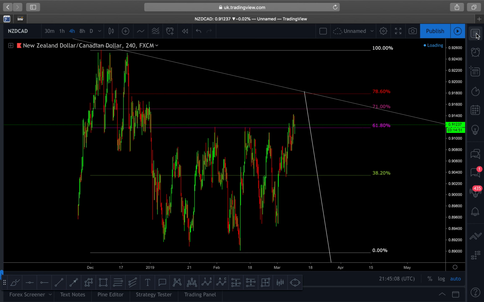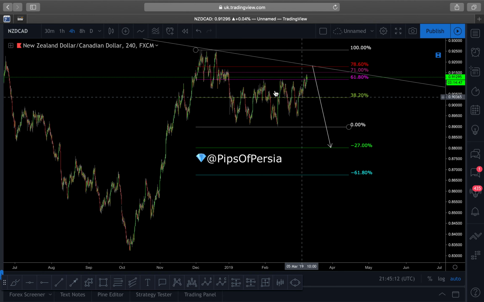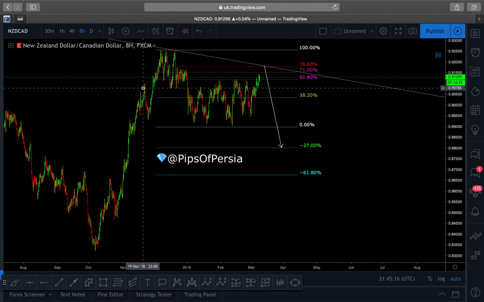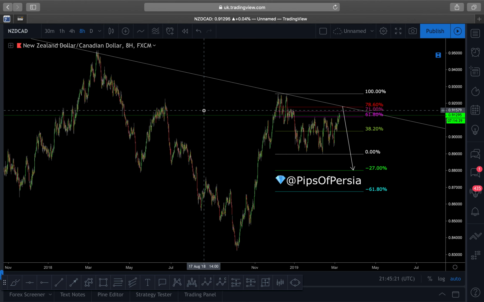New Zealand dollar versus Canadian dollar, quite similar to New Zealand dollar versus Japanese yen. I know 78.6 isn't the best of reversal zones for Fibonacci, but again, on a larger time frame, we can see the trend line coming down.